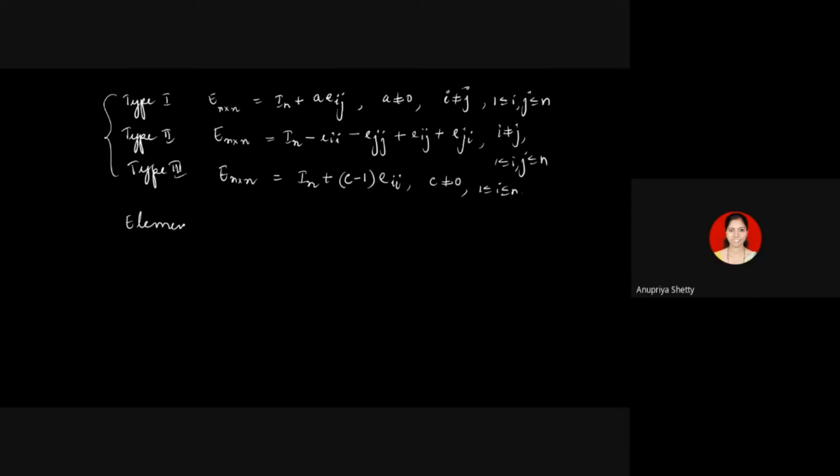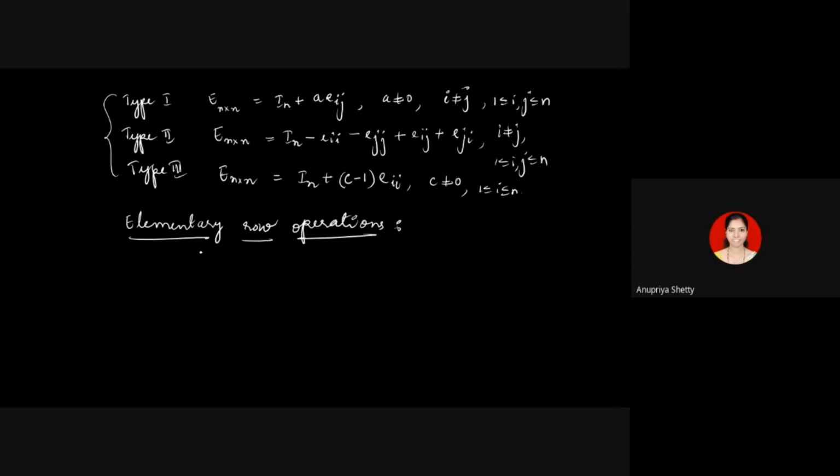Next, we will look at what are called elementary row operations. Once we look at the elementary row operations, then we'll try to connect the concept of elementary matrices with that of elementary row operations. There are three types of elementary matrices, and now there are three types of elementary row operations.